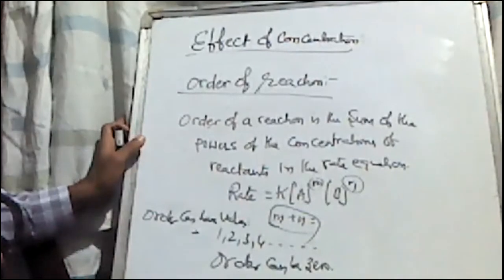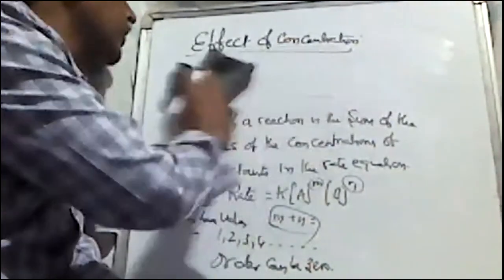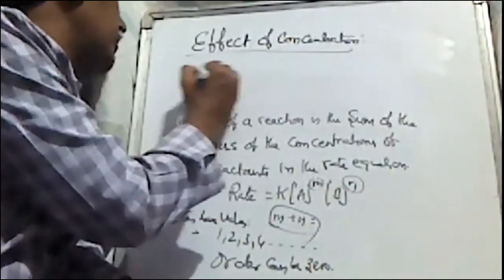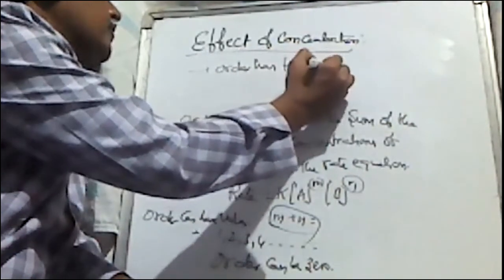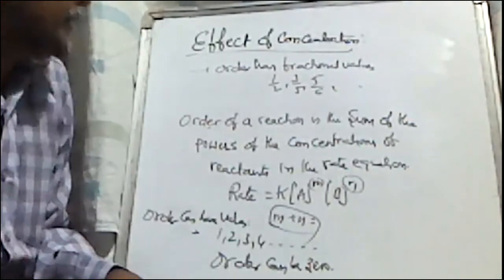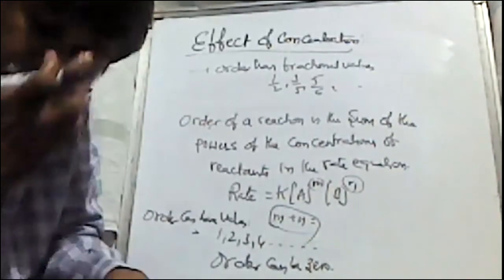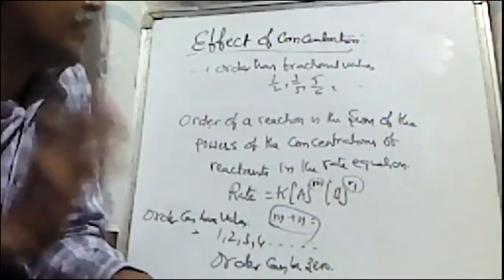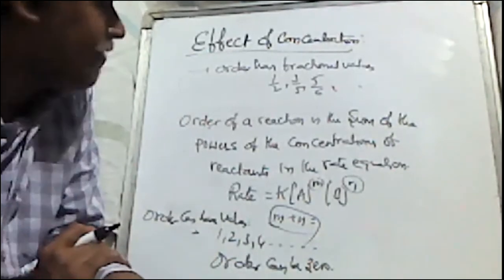Order can be 0, order can have values 1, 2, 3, 4 and so on, and order can have fractional values. Fractional values means it can be 1 by 2, 2 by 3, 5 by 6 like that.